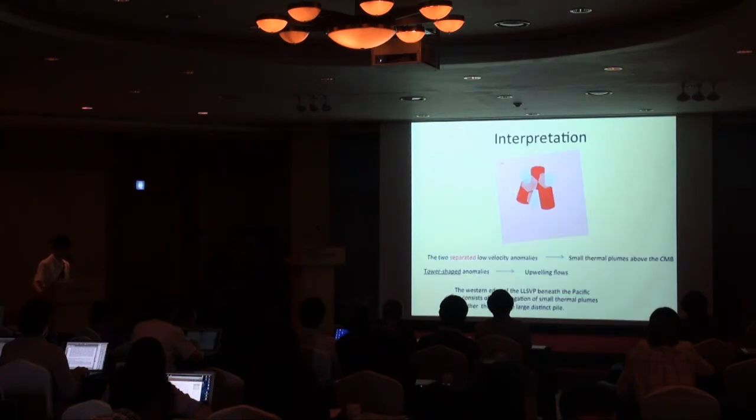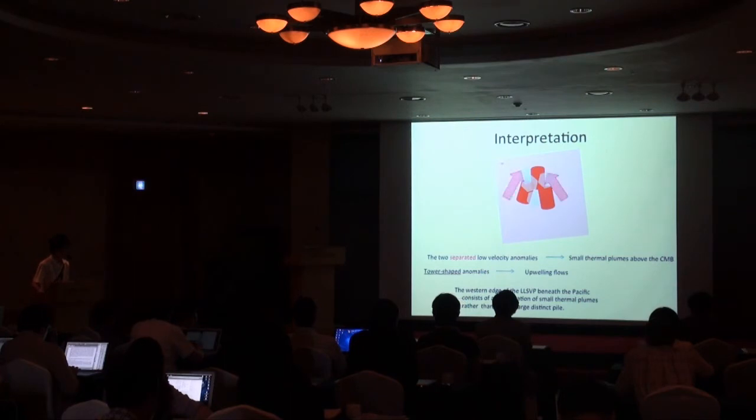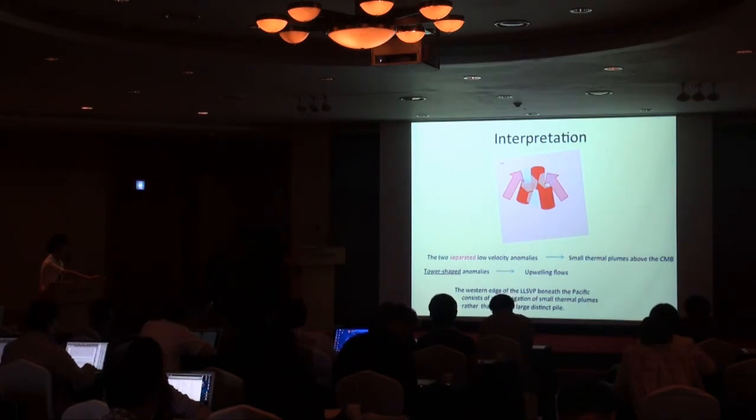So this is an interpretation of our model. These two separated low velocity anomalies immediately above the CMB can be explained by small thermal plumes above the CMB. And these tower-shaped anomalies may be showing upwelling flows like this. So this model suggests that the western edge of the Western Pacific large shear velocity province consists of an aggregation of these thermal plumes rather than a single large distinct pile model.